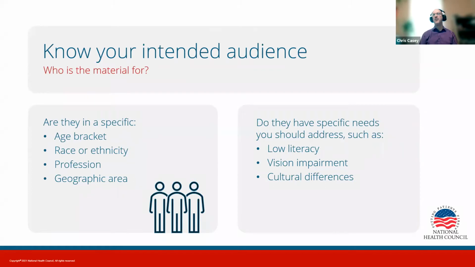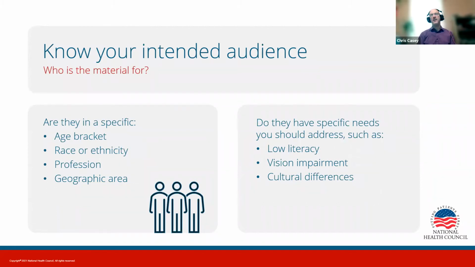So let's dig in a little bit more to the audience piece. Health literacy is not writing so that everyone can understand. It's writing so that your intended readers can understand. And this is a step that many people skip. They write in a one-size-fits-all manner, and that's just not always useful for a lot of people. It can be challenging though, because you need to find out as much as you can about your intended audience.